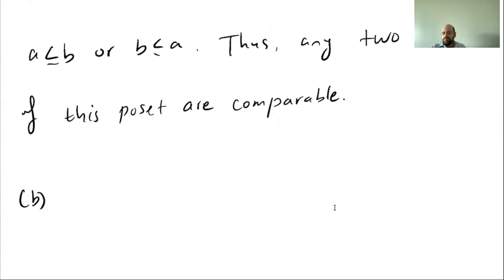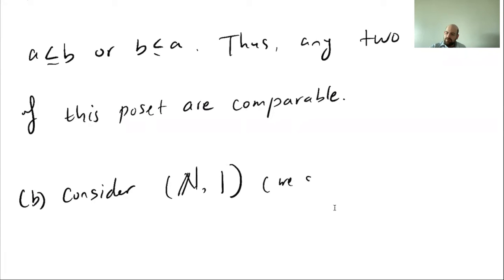So part B, consider, let's say, the set of natural numbers together with the dividing relation. Okay, so this vertical segment means the dividing relation, which we defined above, right? A is in relation with B if A divides B. So we want to consider this poset we showed above. This is the poset.